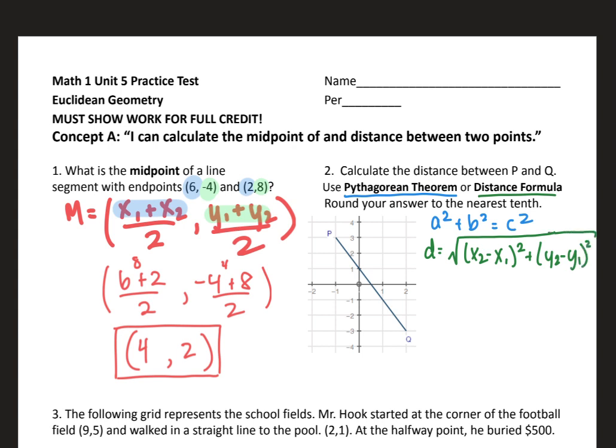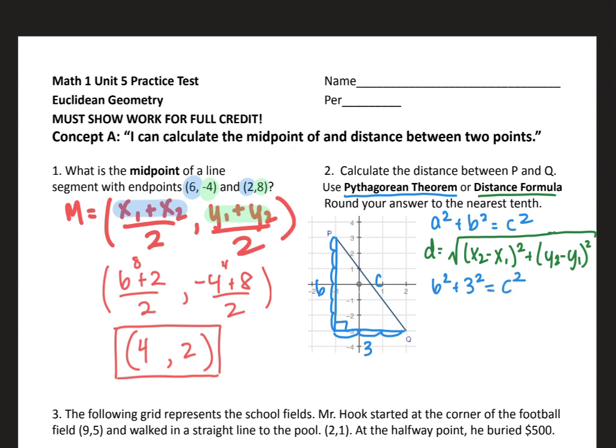For this particular example, since I'm not given the coordinates, I'm just given a graph, I'm going to turn this into a right triangle, like so, and use Pythagorean theorem. Across the bottom is 3 units, and down the side is 1, 2, 3, 4, 5, 6 units. So now using Pythagorean theorem, this is going to be c: 6 squared plus 3 squared is equal to c squared.